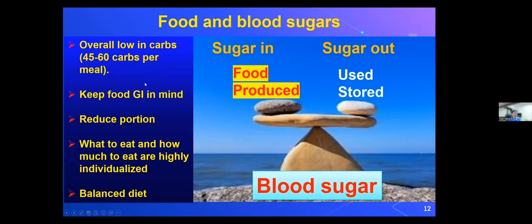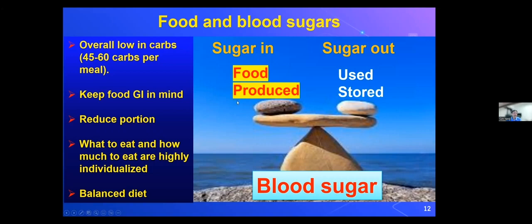Keep the good GI, glycemic index, in mind. Reducing portions is important, and what to eat and how much to eat is highly individualized. And of course, a balanced diet will be important. So that's the first thing for the sugars that increase the sugar levels.